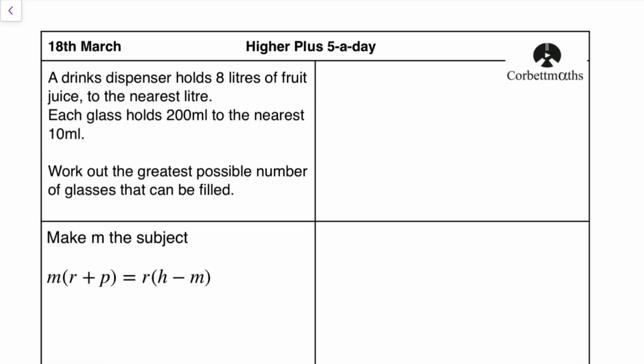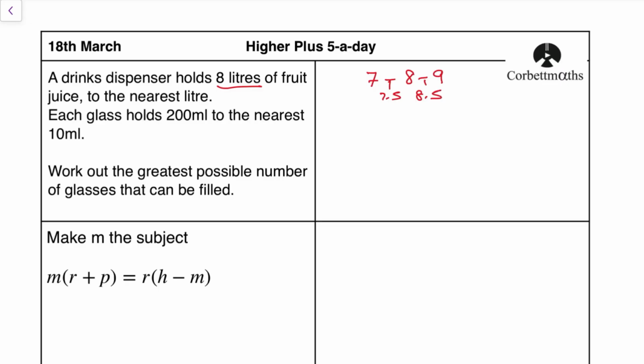Right, so a drinks dispenser holds 8 litres of fruit juice. I was going to say fruit alone, to the nearest... okay, it's another bounds question. So 8 litres to the nearest litre, 9 is the litre above, 7 is the litre below, so therefore it's going to be between 7.5 and 8.5 litres.